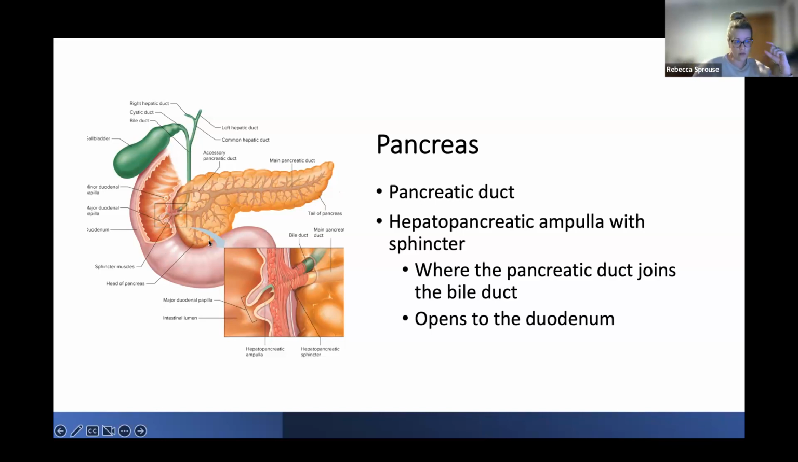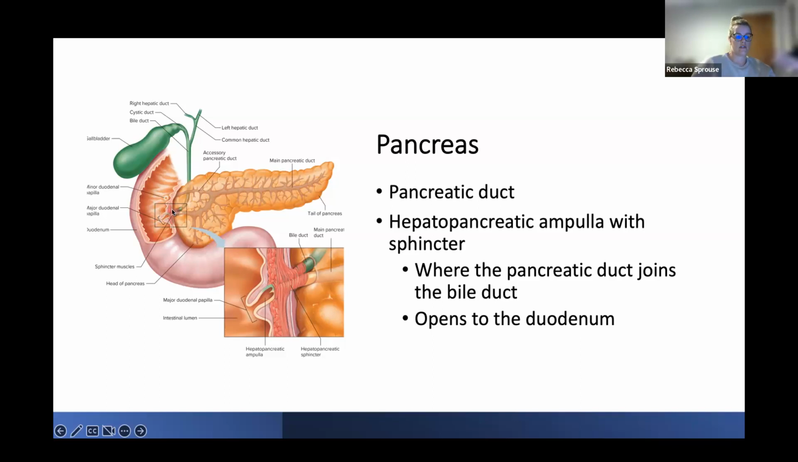So I'm going to talk about in the physiology lecture what types of things are in this secretion, but it's going to be a lot of enzymes that are going to finish up the digestion of the macromolecules, as well as bicarbonate, which is going to be important for pH buffering.